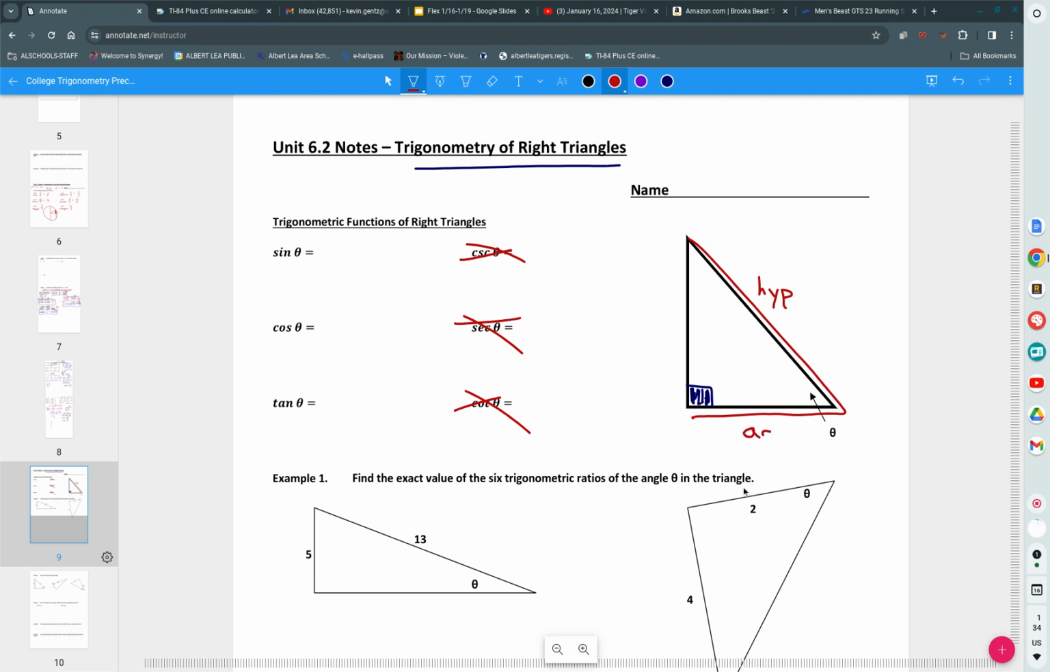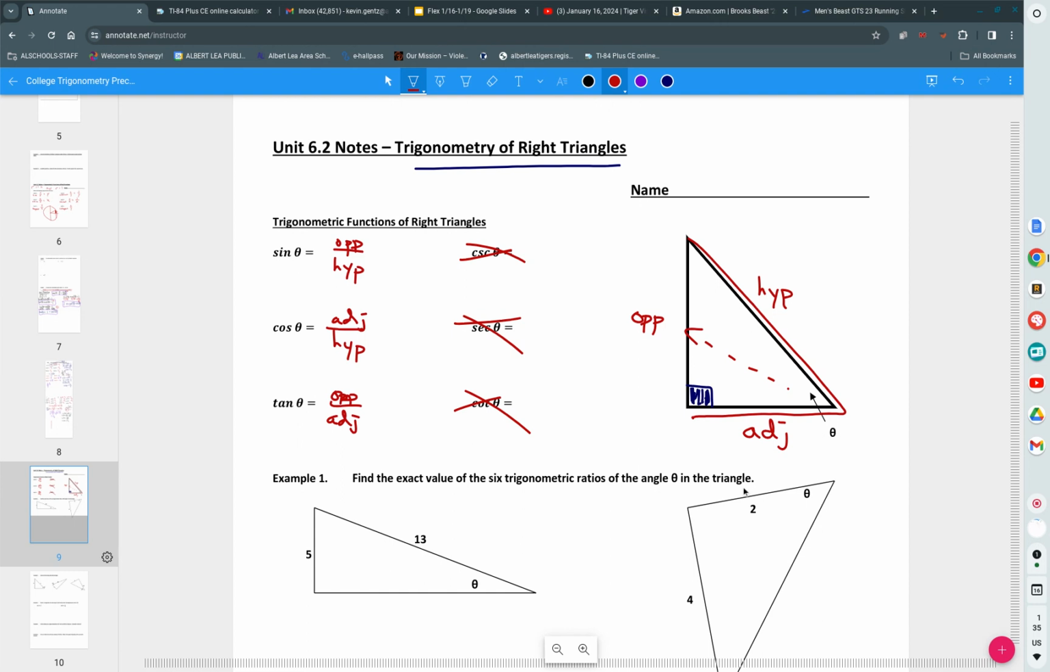The next side is the adjacent side. The word adjacent means next to. So it's the other side that's next to the angle, and then the other side is the opposite. And opposite means it's across from the given angle theta. So we define sine of theta to be the opposite divided by the hypotenuse. And we define cosine to be the adjacent divided by the hypotenuse. And we define tangent to be the opposite divided by the adjacent.